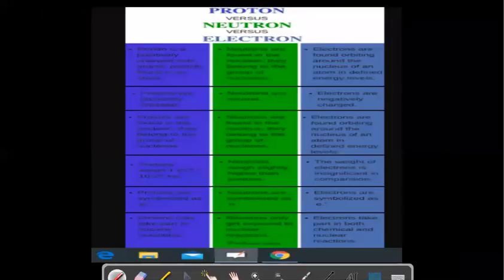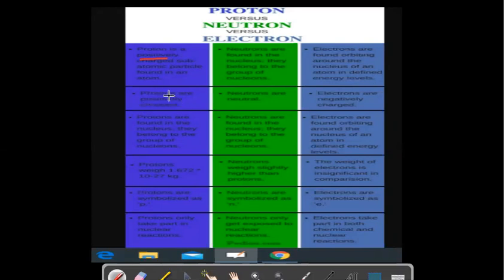Okay, moving next towards the comparison between the protons, neutrons, and electrons. As we have discussed the particular properties of the proton, neutrons, and electrons, we have come to know that the protons are positively charged particles which are found in the nucleus. Neutron is an uncharged particle which has no charge and is also found in the nucleus. And electrons have negative charge and are found revolving around the nucleus in certain energy levels.